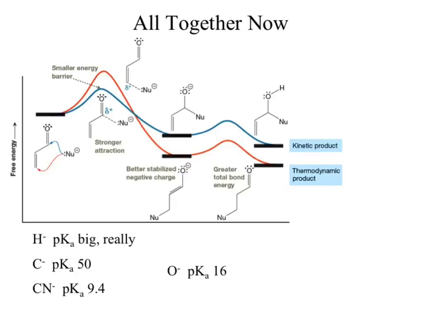Why? Look at the pKa. Your pKa starts to get close to the level of our oxygen. Which means what? It starts to become reversible. The more reversible it becomes, the more likely we get the thermodynamic product.